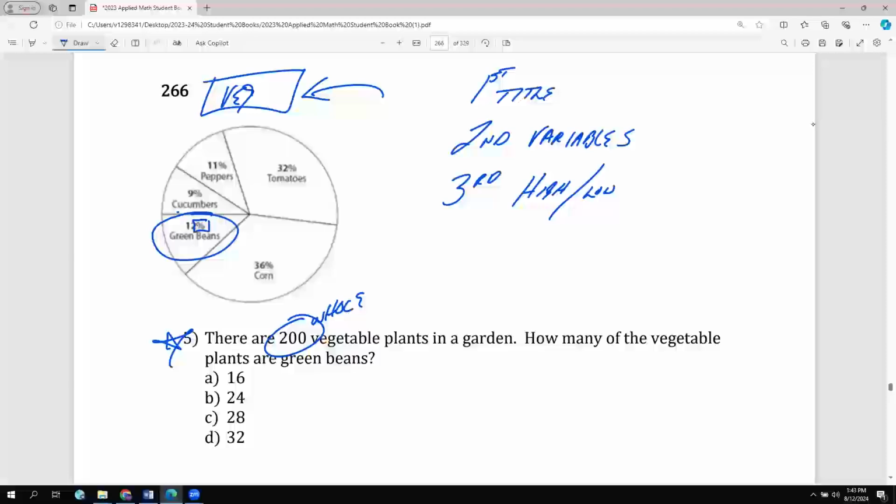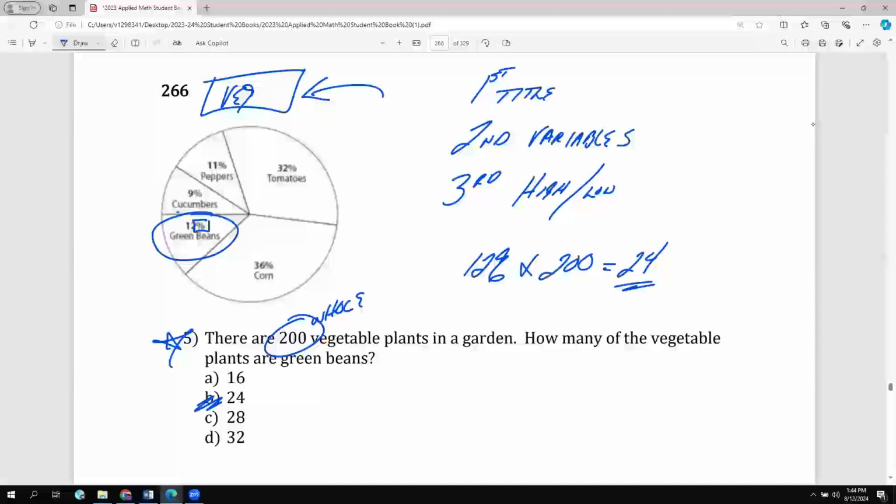Here we go. Because they gave me the part or the percent, 12%, and they gave me the whole, which is 200, what do I do with these two things? I multiply these two things. I put them in the calculator, 12% times 200. It gives me the number 24. This is the number of plants that are green beans. So my choice is choice B.